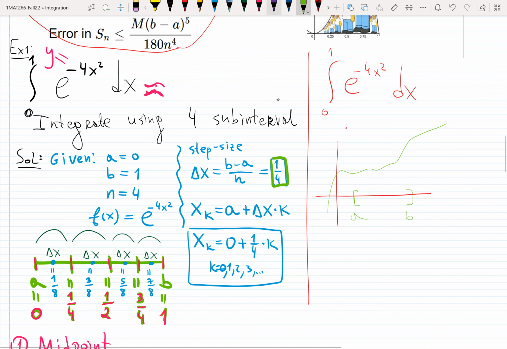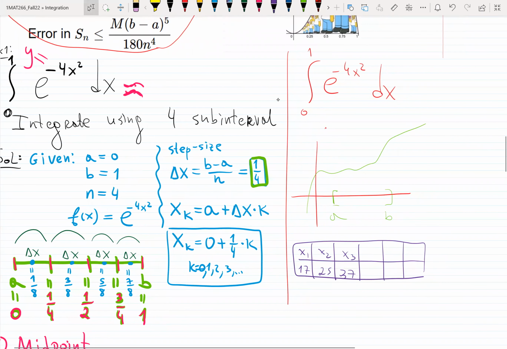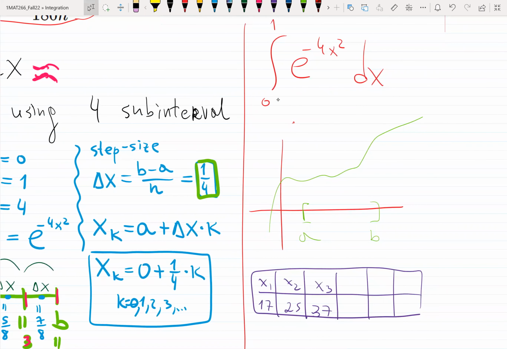And way three, a list of data. That's basically an Excel file. That's what data scientists are doing. They're working with lots of tables. You have input, so X1, X2, X3, blah, blah, blah, and output, 17, 25, 37. You have to know how to work with all three. That's actually the most important part of this chapter, learning how to work with functions and know some numerical methods to work with them.